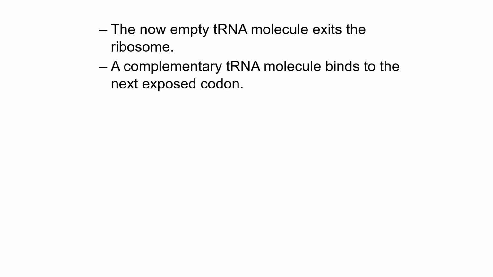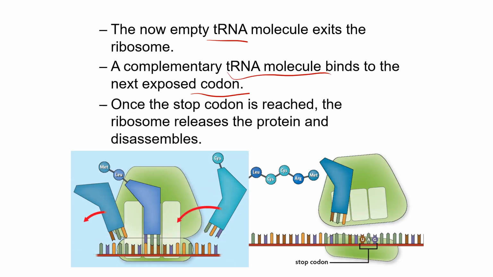Now, the empty tRNA molecule is now going to exit the ribosome. It no longer has an amino acid on there. It did its job. It dropped it off. And then the next exposed codon, the new tRNA molecule, will bind to it. So this process continues, so you can see you get a long chain of amino acids. Once the stop codon is reached, this process will stop. The ribosome will break away from the mRNA, and the protein is made. And we're done. Now this protein is going to go to the endoplasmic reticulum. It's going to fold it all up nice and pretty and send it on about its way to do its job.